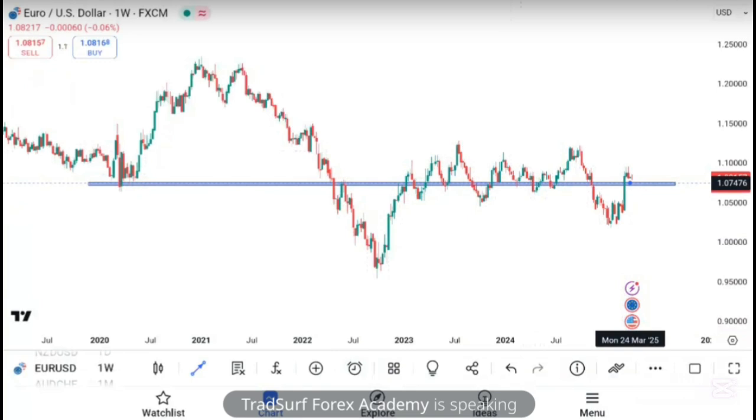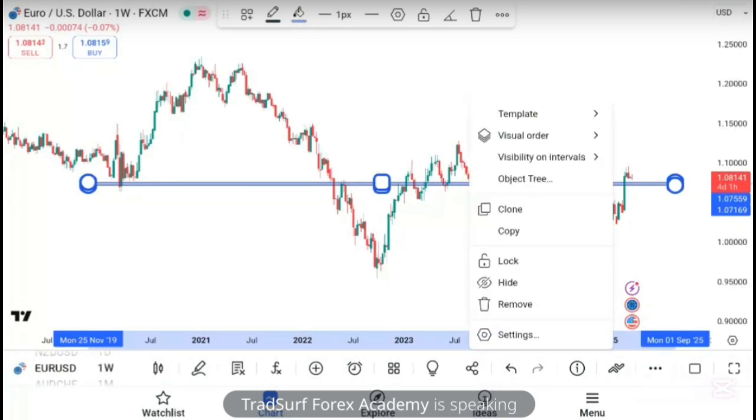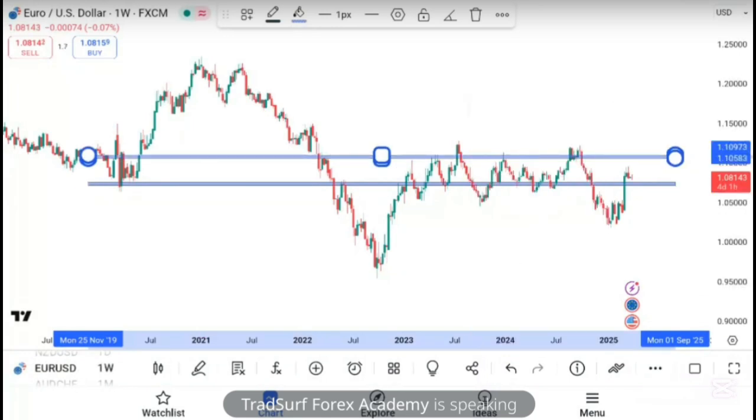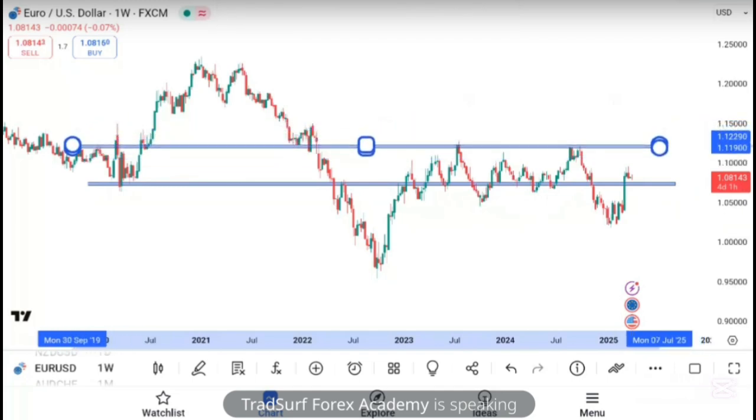So with this, you get to know your key level. So this is the first key level. So after this, we then clone this. How will you clone? When you tap on this tool, you then hold it. It will be cloned. So you now move it. It's flexible. You move it to the next level that shows more touches.